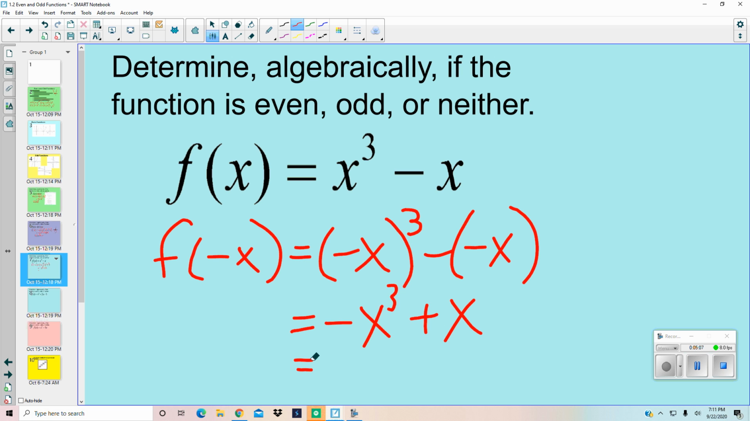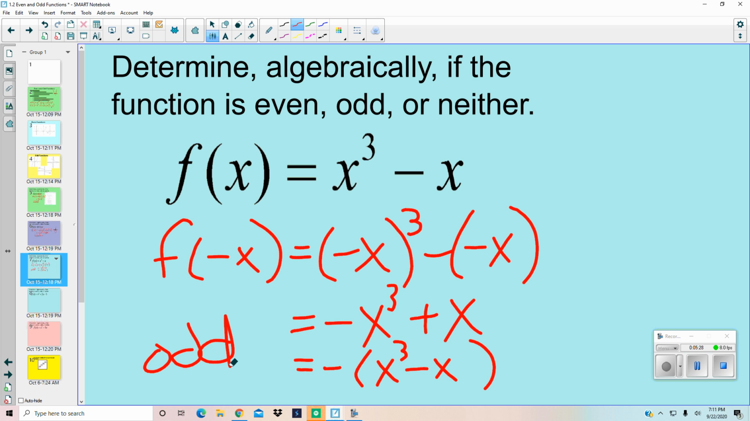Let's see. If I factor out a negative, can I show you that I would get the negative of x cubed minus x? I started with x cubed minus x. If I factor out a negative, I get the negative. So this is odd. Okay, you can also look at the graph here.